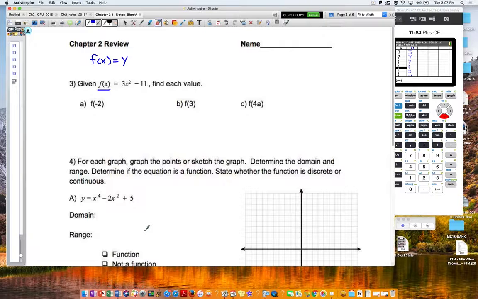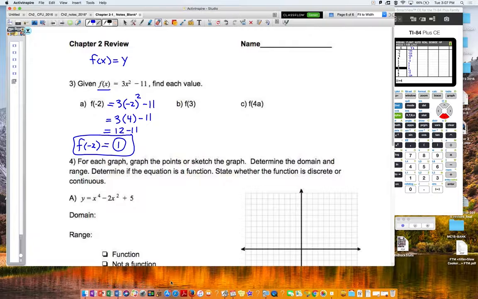So when I look at number 3 here, f of negative 2 equals 3 times negative 2 squared minus 11. Replace the x with negative 2. So then we just simplify. Negative 2 squared is 4. Remember, squaring negative numbers makes them positive. 3 times 4 is 12. 12 minus 11 is 1. So f of negative 2 is 1.